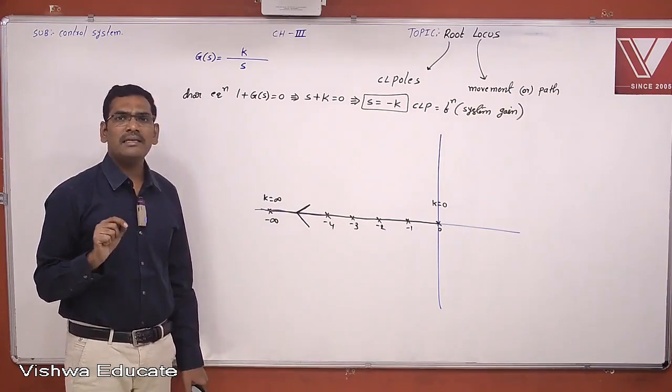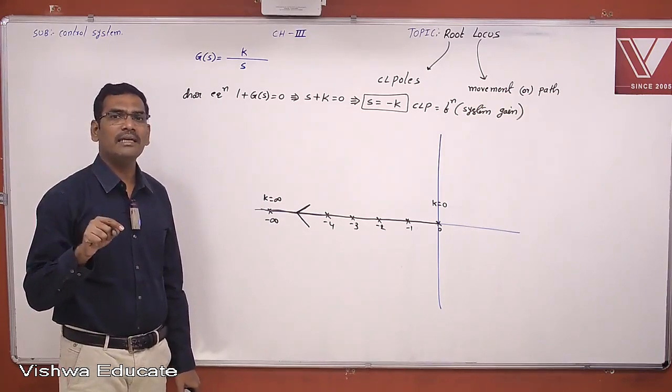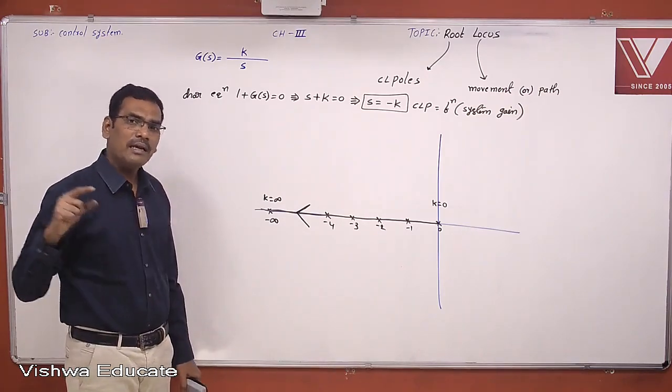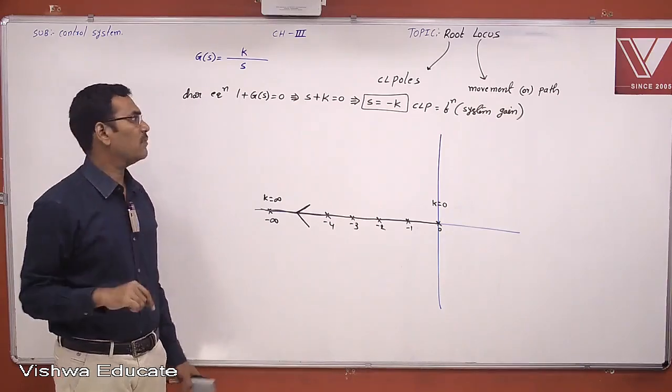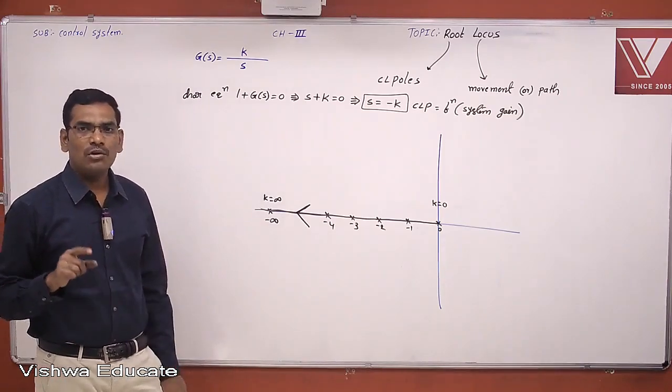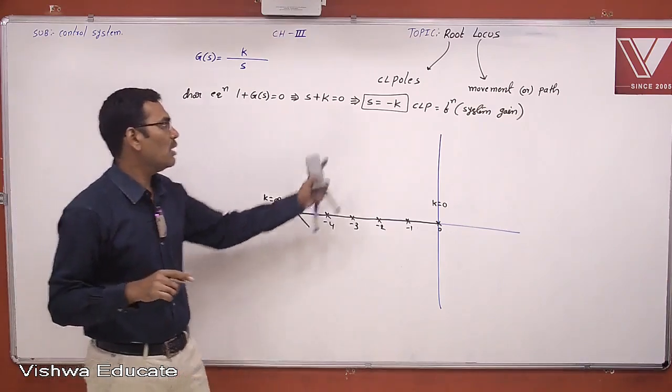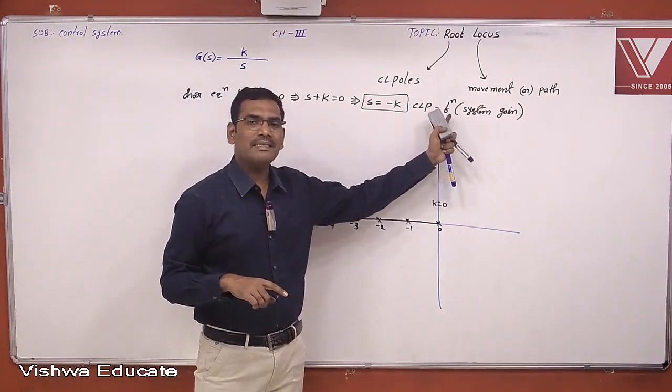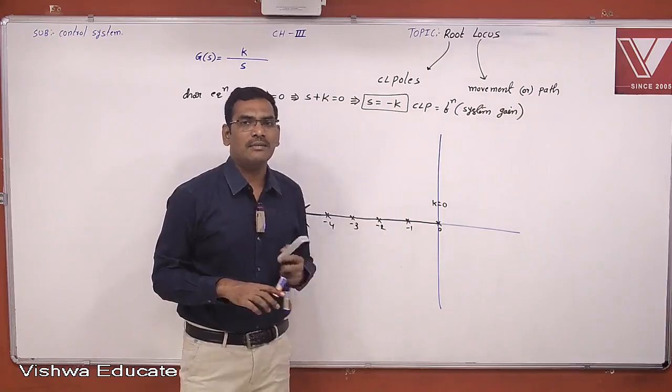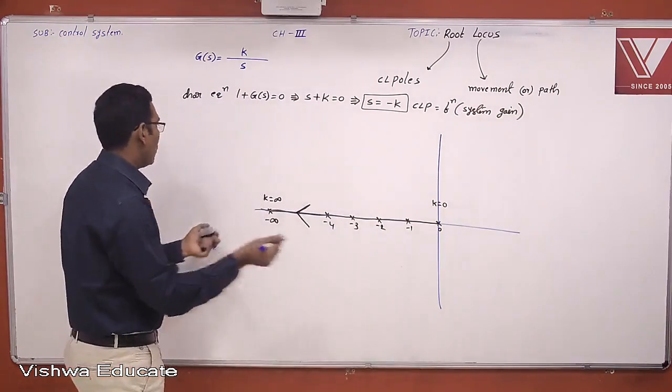When the system gain k is varied from 0 to infinity, the closed loop poles are moving. That movement, that path, is nothing but the root locus diagram. If you want to move the closed loop pole, the system parameter to vary is called the system gain k. Understand or not? Now this is the relation.